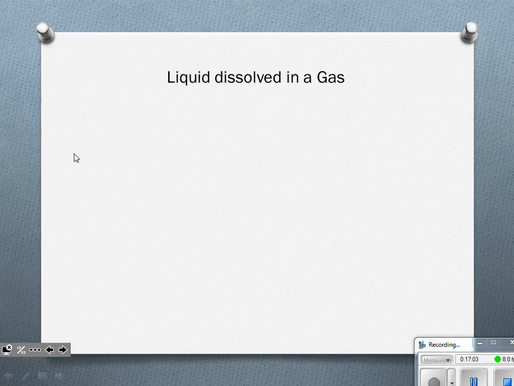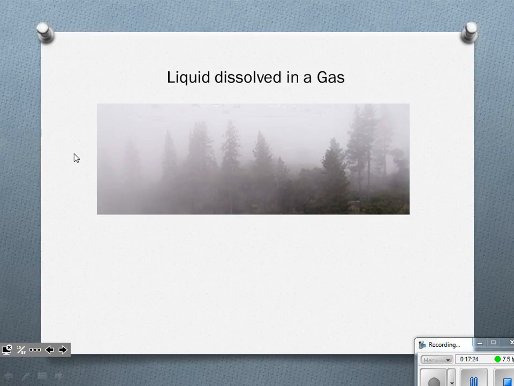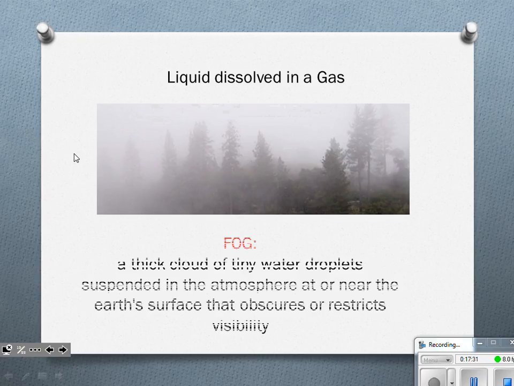How about a liquid dissolved in a gas? It's getting a little bit tougher, right? A liquid dissolved in a gas. Have you ever heard of humidity? How about that? What is that? Fog, right? Well, what actually is fog? A thick cloud of tiny water droplets suspended in the atmosphere at or near the Earth's surface. And that tiny little cloud of water droplets is affecting our visibility.